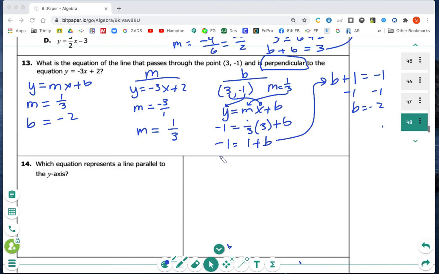So the line that is perpendicular is going to be y is equal to 1/3 x minus 2.